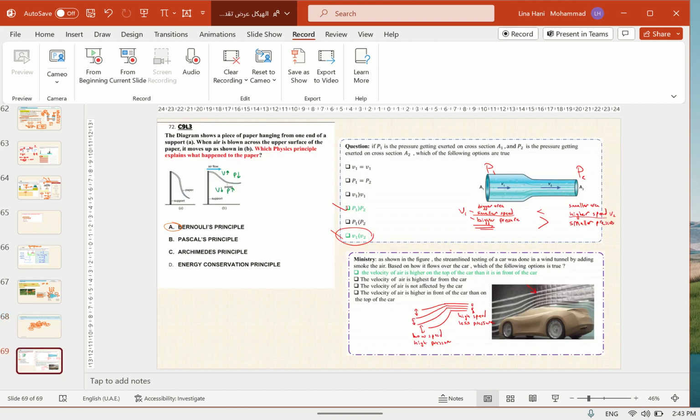Now, these are some other questions that you might find beneficial about Bernoulli's principle.